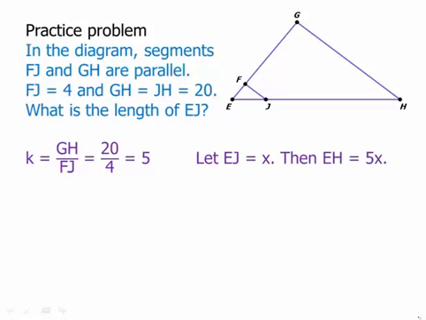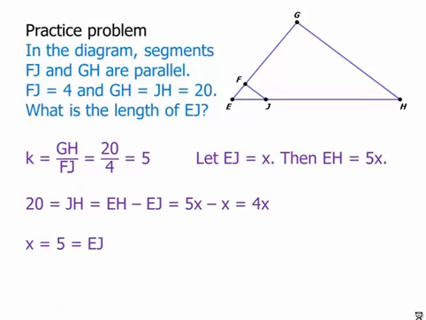Well, the number that we're actually given is JH. Well, notice that JH, that's 20. Of course, that has to equal EH minus EJ. So that's 5X minus X, which is 4X. Well, now we can solve for X. X equals 5, and that's the length of EJ. So that's a very easy problem to solve using the idea of scale factor.